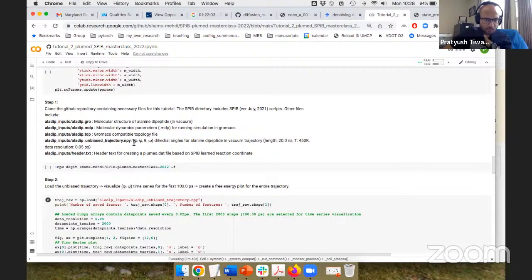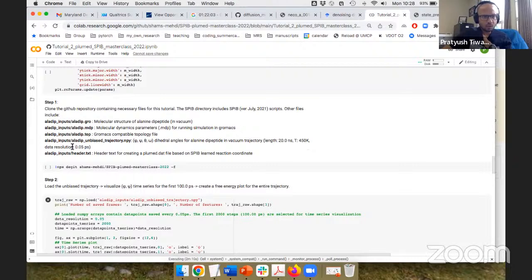In this case, it's basically a COLVAR file converted into NumPy, and we have 4 dihedral angles. You can add as many things as you want. This is the point I was trying to make earlier, that the features you input into SPIB should be rotational and translational symmetry invariant. Otherwise, SPIB is just going to try to pick up all that information. This is a trajectory for alanine dipeptide in vacuum, which we created for 20 nanoseconds at 450 Kelvin, and there is a certain data resolution.